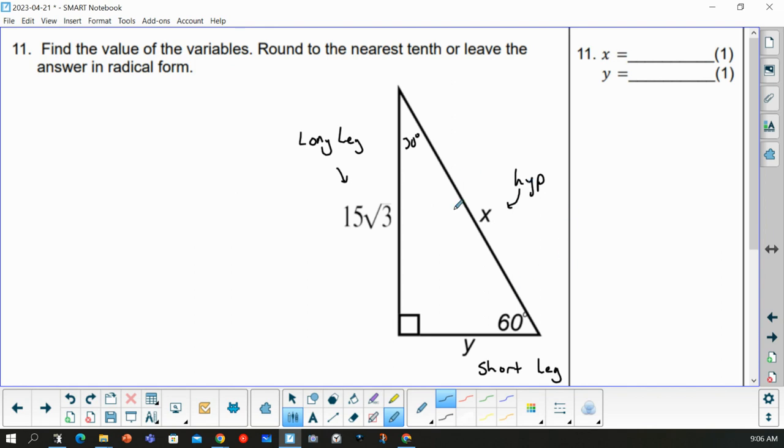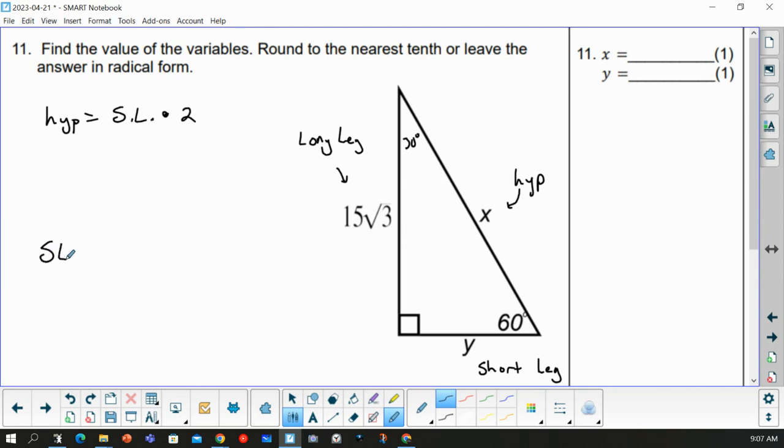All right, so let's find this x and this y. So the x is the hypotenuse, and I told you, I said the hypotenuse is equal to the short leg times 2, but we don't have the short leg. So I'm going to have to come back to that one. Let's try this other one. Let's find the short leg.